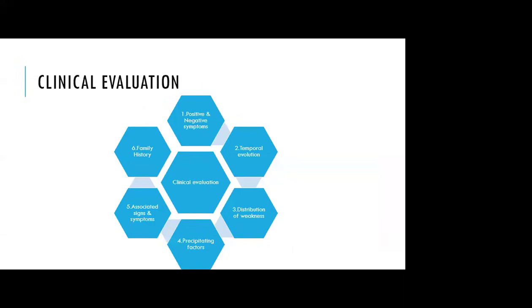When we clinically evaluate a patient with myopathy, we need to ask these six questions: whether there are any positive and negative symptoms present, what is the temporal evolution of the disease, what is the distribution of the weakness, that is, what kind of pattern of weakness the patient has, and what are the precipitating factors, associated signs and symptoms, and the family history.